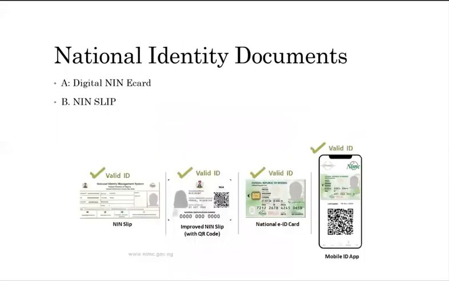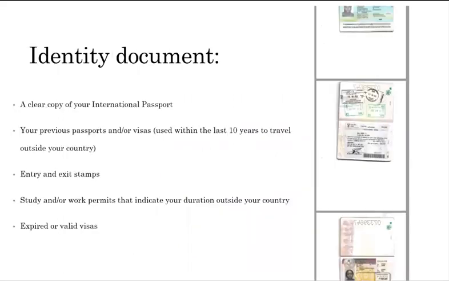The next document you will require would be your national identity document, your NIN, your digital mobile ID card, or the NIN slip. You will need to send us this document in one attachment. And the next would be your travel history. Again, we want all of this merged into one PDF file and sent as an individual attachment.